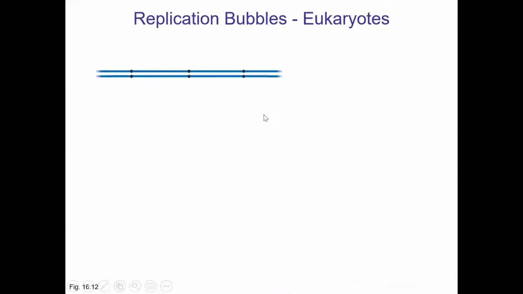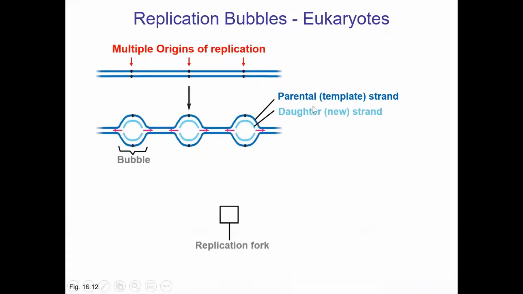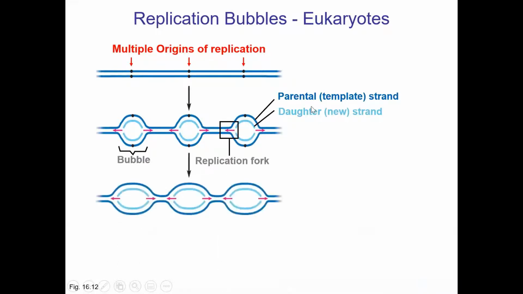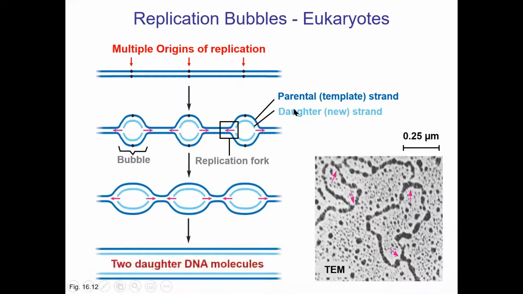So in eukaryotes, a little bit different. Our chromosomes are massive, and so we actually have multiple origins of replication in our chromosomes. And so you can see that's labeled there. We also have linear chromosomes, so it's not going to go around and meet itself. You can see we've got the parent strand, the daughter strand, and a bunch of replication bubbles. And there it goes. Eventually, the replication bubbles are going to meet one another, and you'll end up with your daughter strands, and there we go. So there's an electron micrograph of a bunch of replication bubbles in a eukaryotic organism.